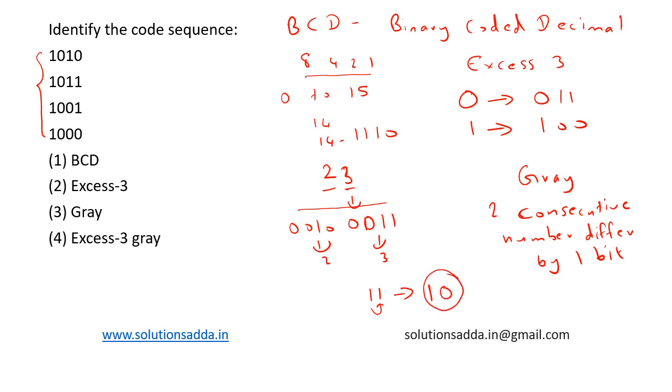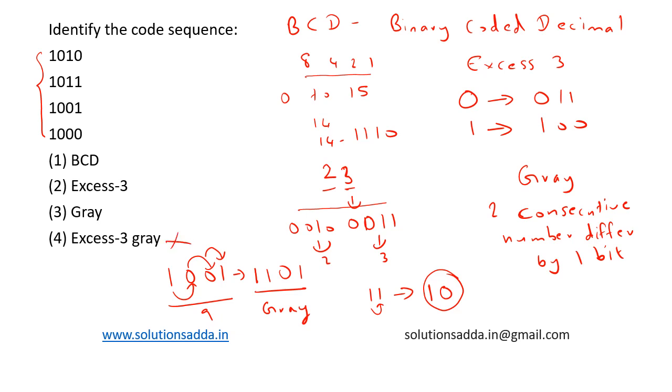For example, let's see another number, 9, which is 1001. We keep the MSB as such, then we XOR these 2 bits to get the second bit. 1 XOR 0 is 1, then 0 XOR 0 is 0, then 0 XOR 1 is 1. This is 9 and this is the gray representation. These are the basic numbering systems, and XS3 gray is not a standard numbering system, so it can be eliminated outright.